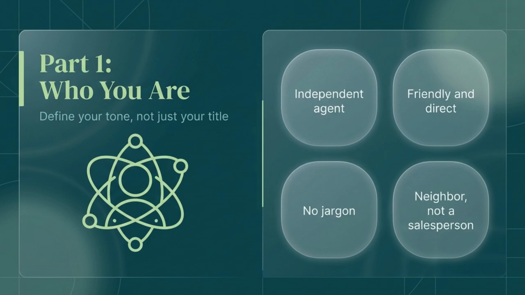Not just your job title, your tone. Something like, "I am an independent insurance agent. I am friendly and direct. I do not use jargon. I talk like a neighbor, not a salesperson." That one sentence changes everything about what comes back.